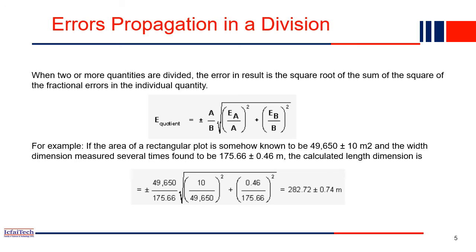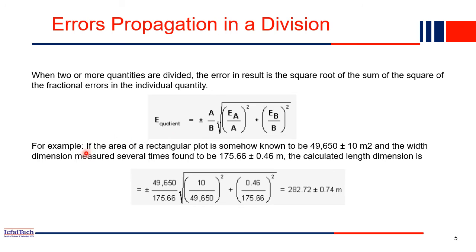Now the next topic is how error propagates in division. Division means, for example, dividing the total distance into a number of divisions. When two or more quantities are divided, the error in the result follows the same formula: the square root of the sum of the squares of the fractional errors of the individual quantities. Earlier we did A into B with the square root of (EA by A) whole squared plus (EB by B) whole squared. Now, because we are doing division, the expression is A by B, and the error part is exactly the same.